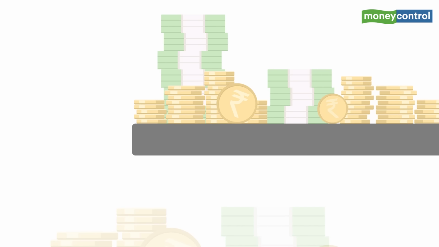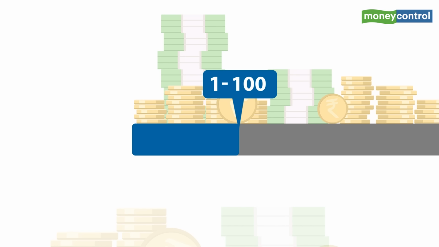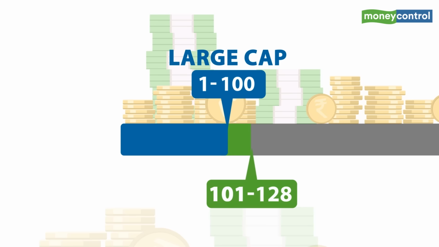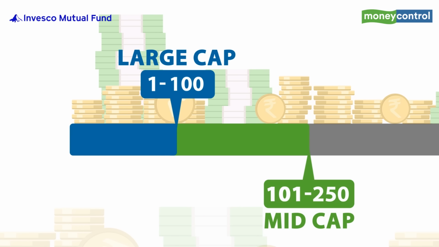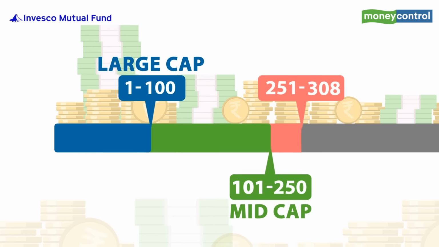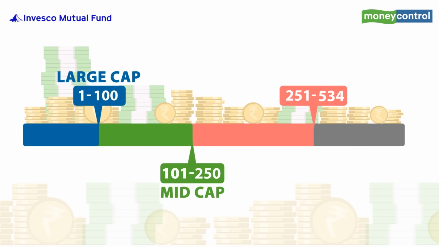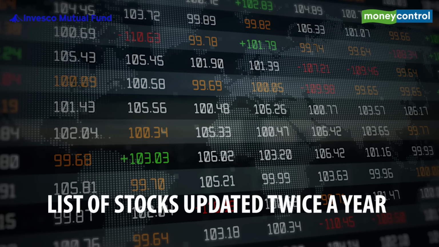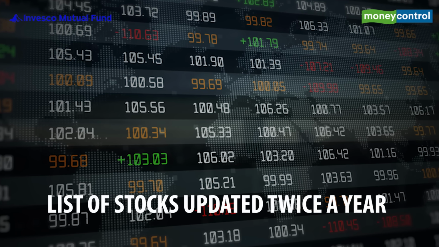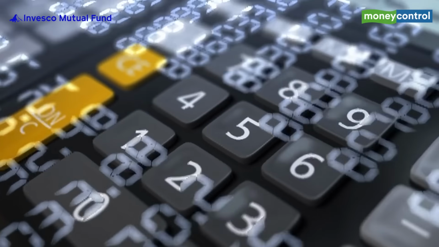So according to this criteria, the top 100 stocks, which means stocks with the highest market cap, are called large caps. The next 150, so that means 101 to number 250, those stocks are called mid caps, and everything else which is ranked 251 and below will now be small caps. This list of stocks is updated and released by the Association of Mutual Funds of India twice a year, at which time all the mutual fund schemes must align their investments according to the new list.